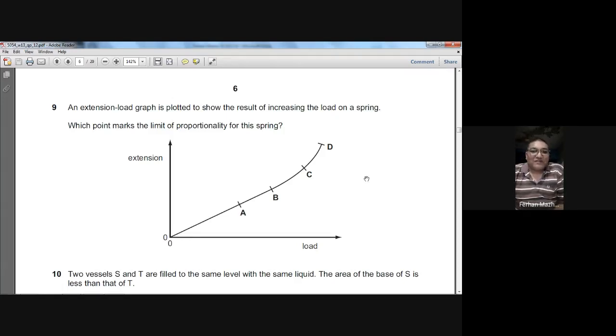So till the point B on your screen, the graph is a straight line. After the point B, the graph started curving upward. So it means that B is the limit of proportionality. So B is the limit of proportionality. Question number 9, B is the option.